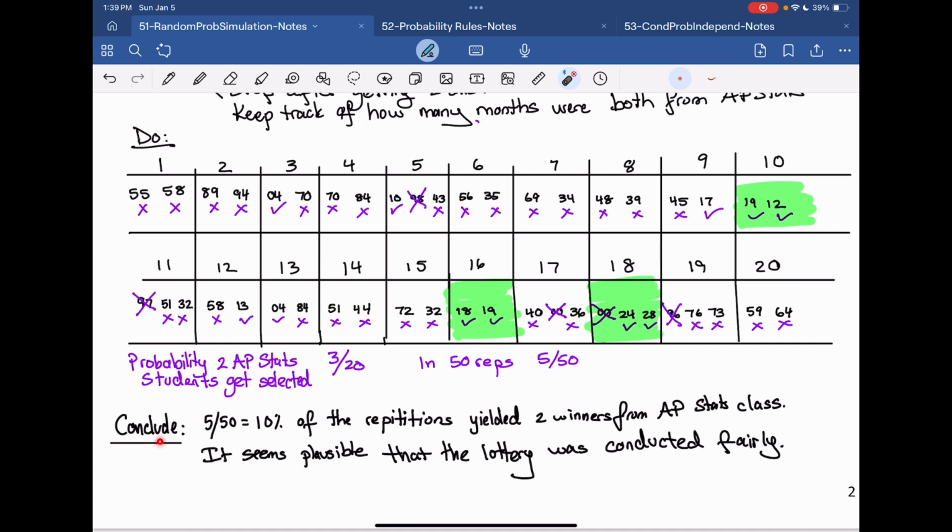And so the conclusion is that because 5 out of 50, or 10%, of the repetitions yielded 2 winners from the AP Stats class, it seems plausible that the lottery was conducted fairly. You could also include saying, although unlikely, it still seems plausible that the lottery was conducted fairly.